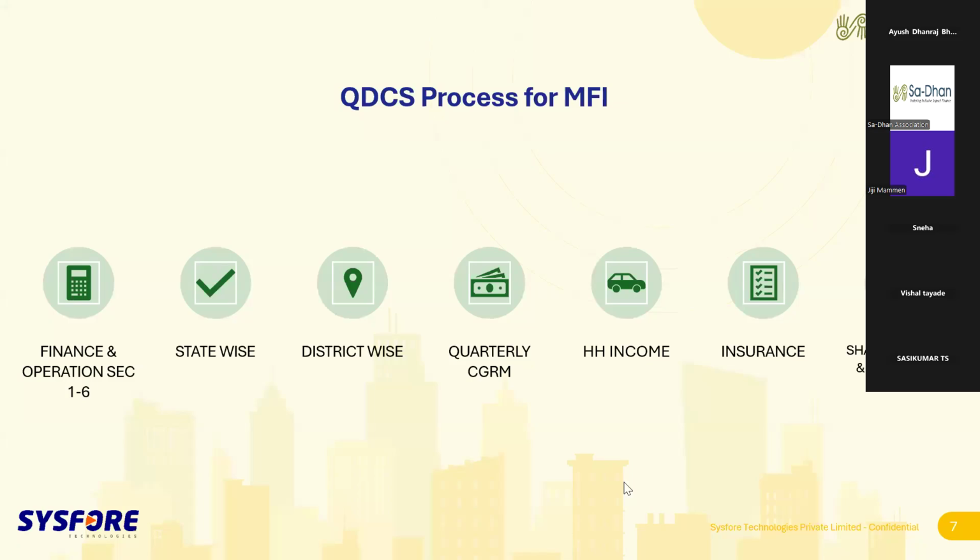Yes, Ayush. So moving on to the next process, that is the QDCS process for MFI. In this QDCS process, we have the finance and operations section, which comprises sections 1 to 6: state-wise, district-wise, quarterly CGRM, HH income and indebtedness, and insurance, shareholdings, and ownership. So these are the sections that you would see under the QDCS process.